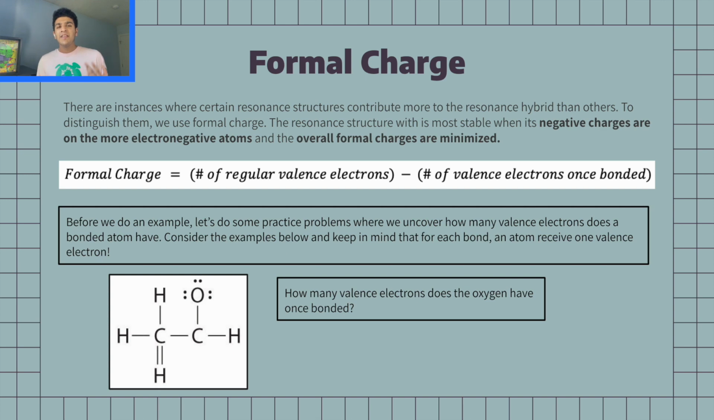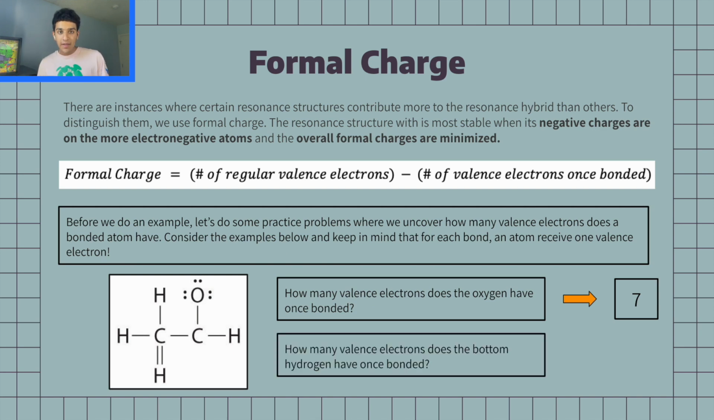Well, that's not really the case, because even though oxygen is bonded to carbon and the sharing of those 2 electrons is helping it complete its octet, in reality, only one of those valence electrons actually belongs to oxygen. So in this case, oxygen is going to have 3 lone pairs, which is 6, and 1 valence electron from that bond. So 6 plus 1 is 7.